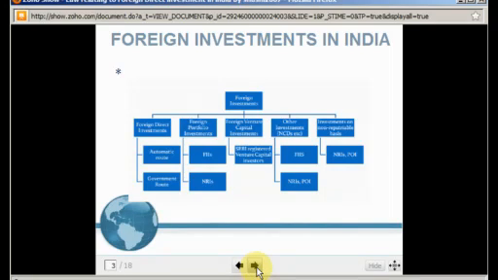So foreign investment is basically allowed through foreign direct investment in automatic route and government route, foreign portfolio investments, foreign venture capital investments, other investments like NCDs, and investment on non-repatriable basis which is allowed for NRIs and PIOs.